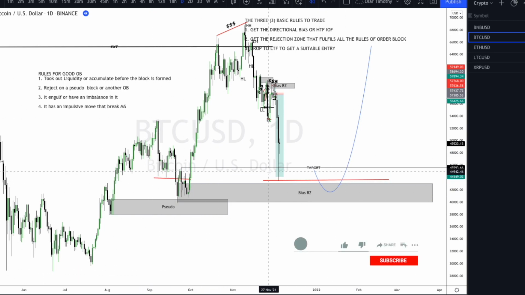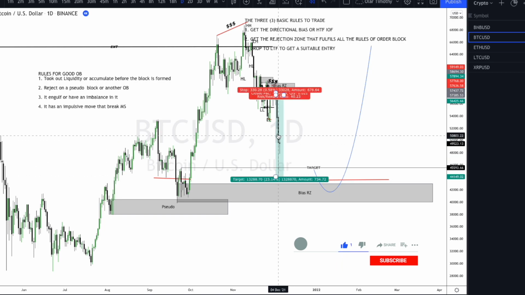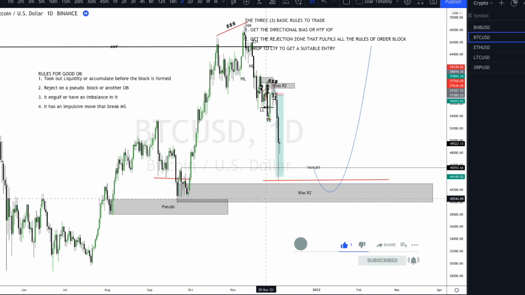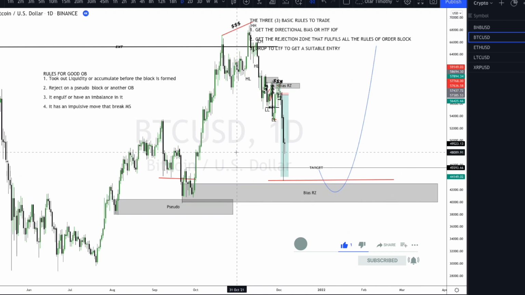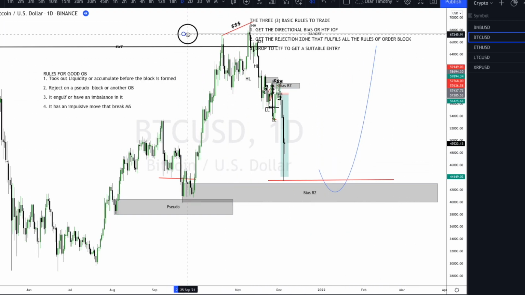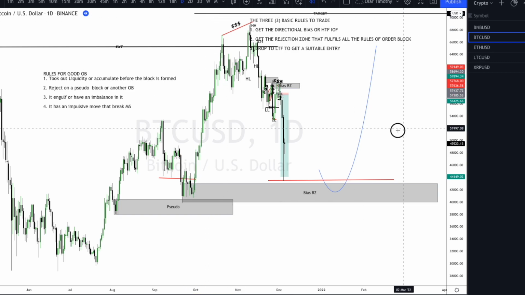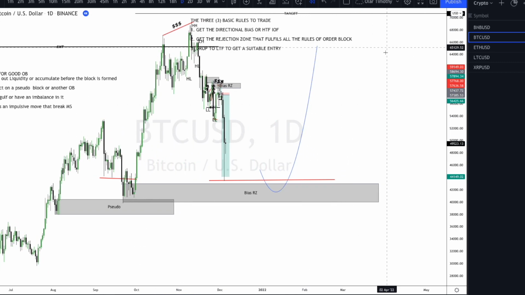So I'm expecting price to come back and take out this liquidity. This particular zone will serve as a liquidity zone to be rejected on. Then I want to see it going higher. Then my target will be about $72,000 or maybe $70,000. That is where I will be expecting my targets to be.